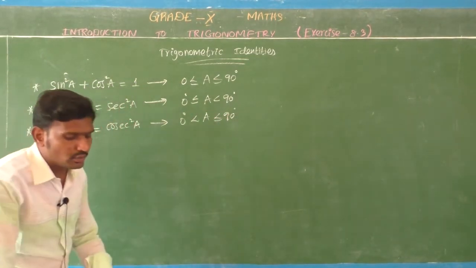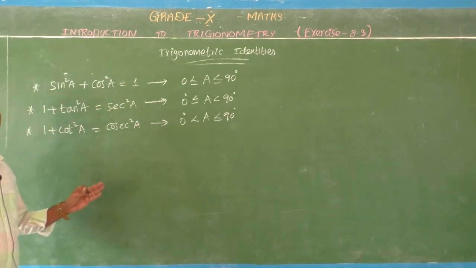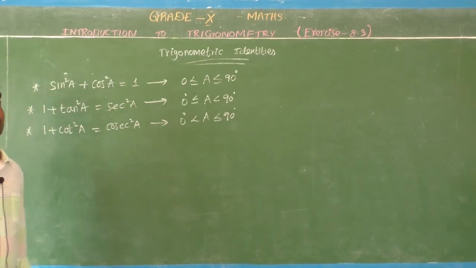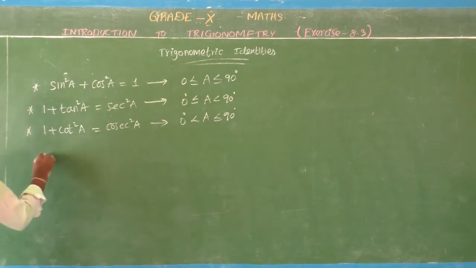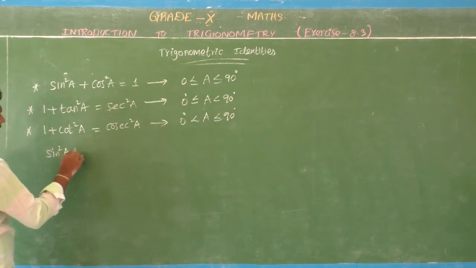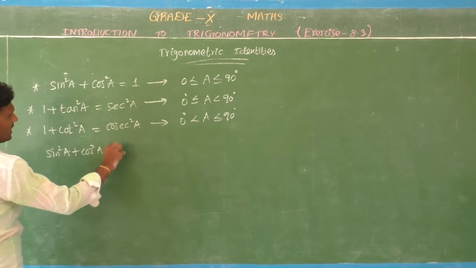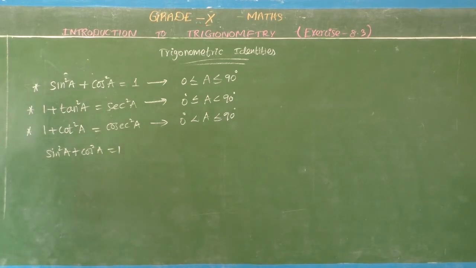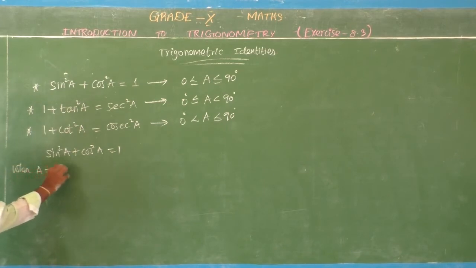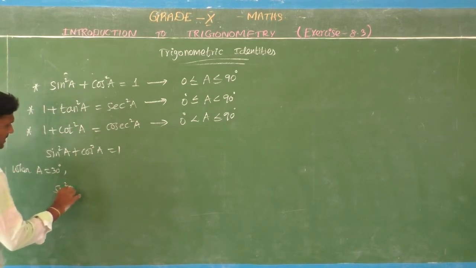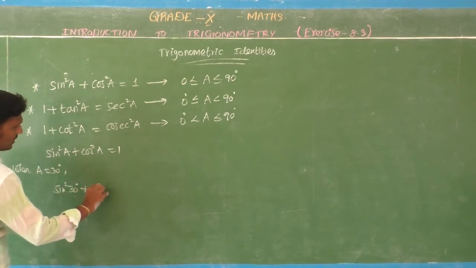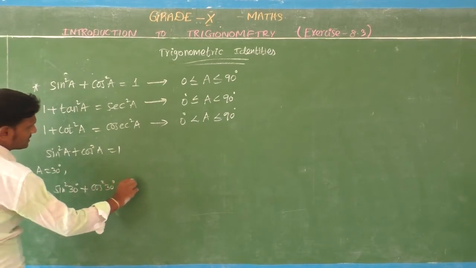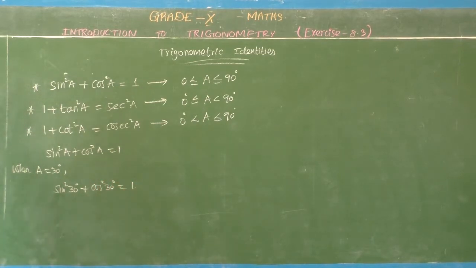Now we are going to prove the identity for a given angle. So the first identity I am going to take: sin square A plus cos square A equal to 1. Now I am going to take A equal to 30 degree and substitute. Now sin square 30 degree plus cos square 30 degree, which is equal to 1.